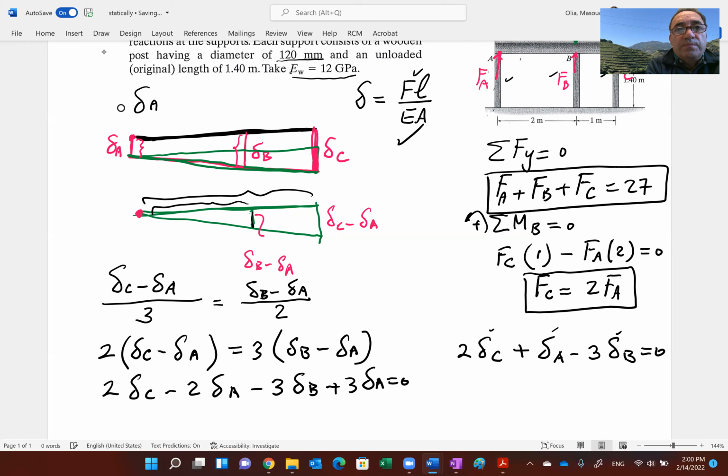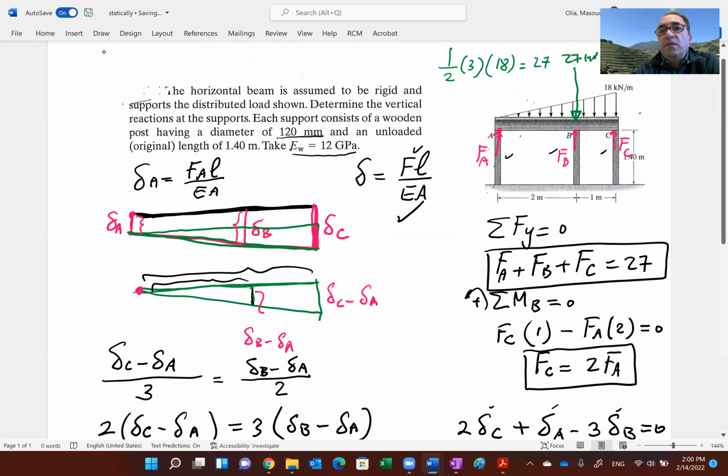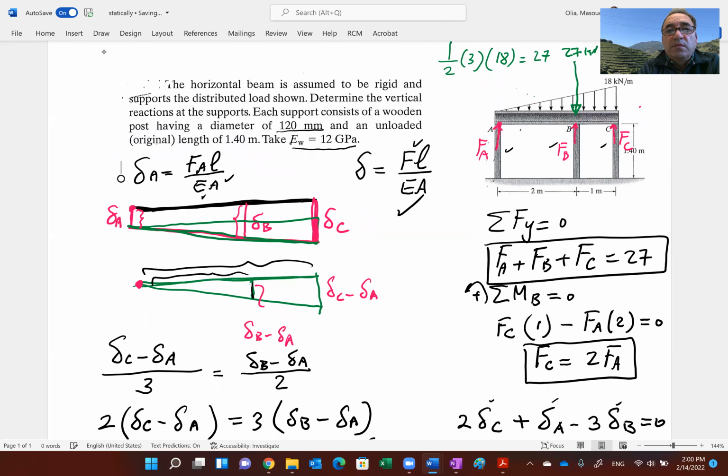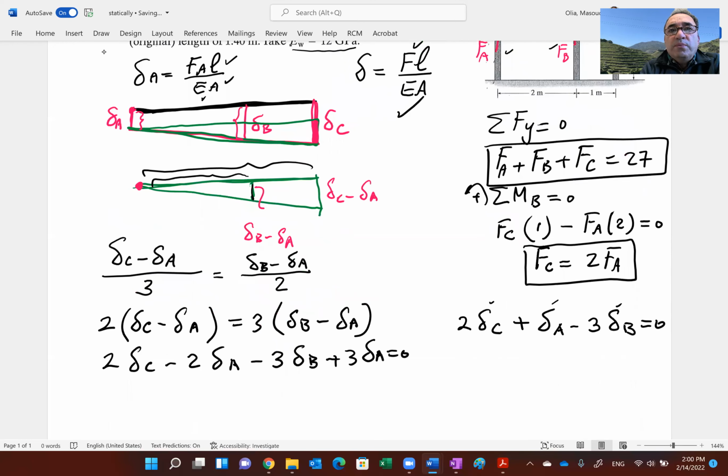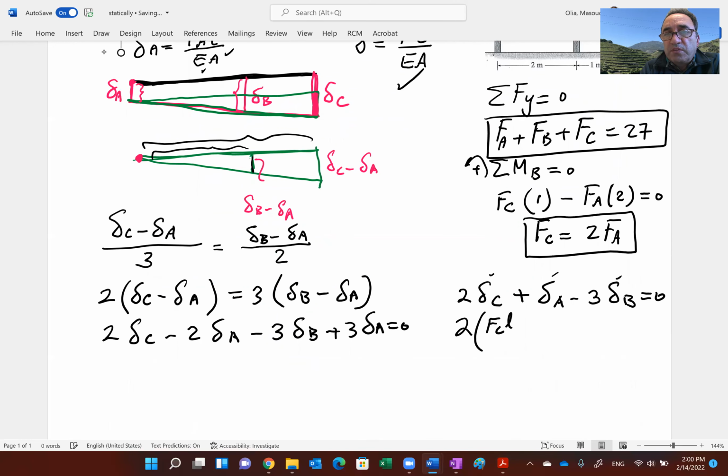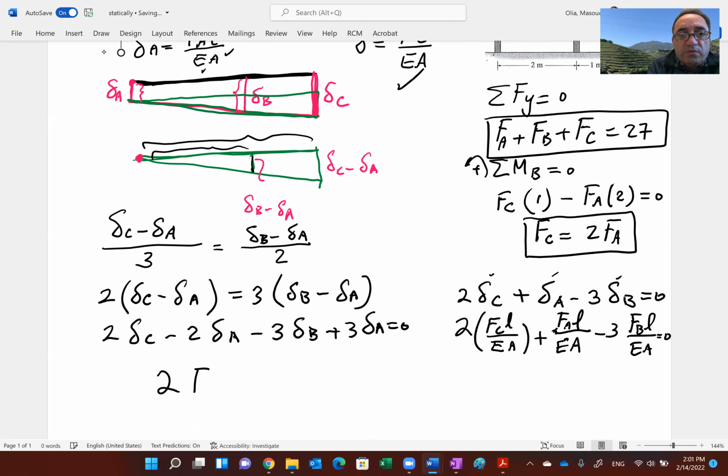For example, delta A is F sub A times the length divided by EA. Remember, these posts are all made of the same material. They have the same area, the same modulus of elasticity, and the same length. So if you replace these, 2 times F sub C times L over EA, plus F sub A L over EA, minus 3 F sub B times L over EA equals 0. Notice that L over EA cancels, since L is the same, E is the same, and A is the same. So this pretty much is the force equation that I need: 2F sub C plus F sub A minus 3F sub B equals 0.